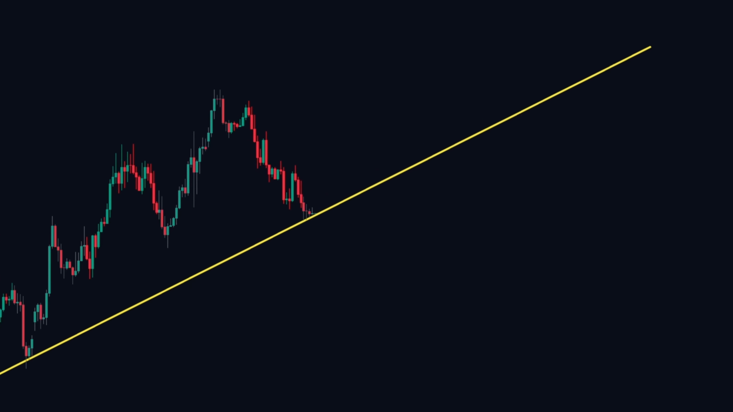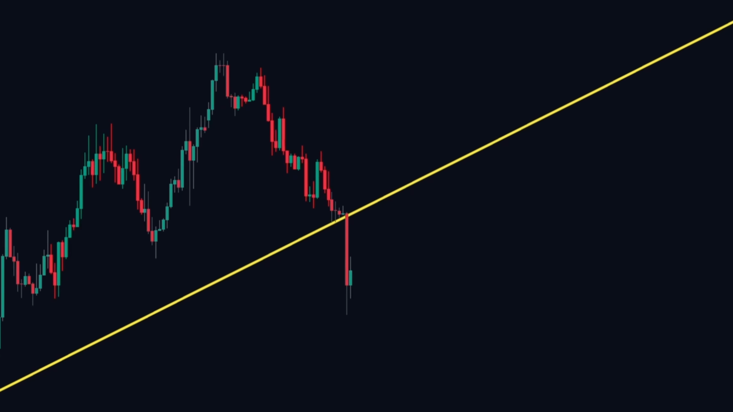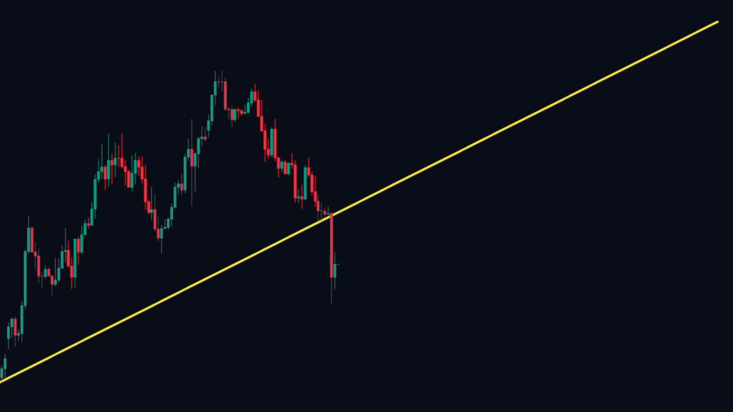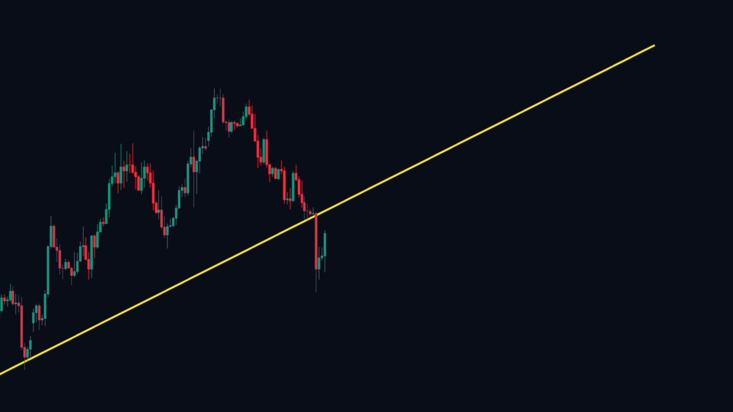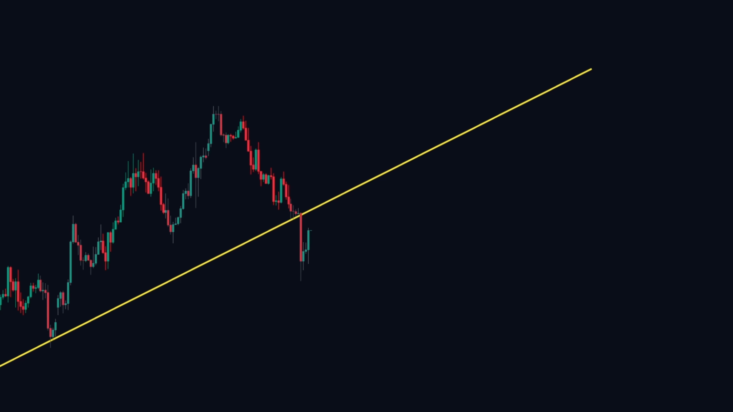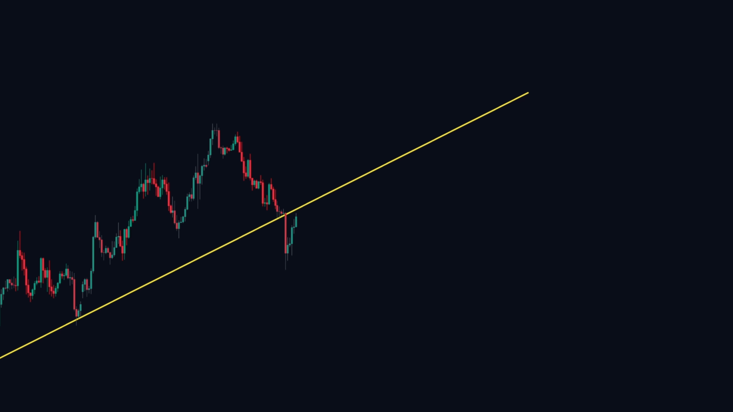Example 1, uptrend. Look at this chart, clear uptrend with higher highs and higher lows. We draw our trend line along the swing lows. Price pulls back and touches the trend line, but instead of bouncing right away, it briefly breaks below the line, then closes strongly back above. Right after that, we see a bullish engulfing candle. That shows buyers are stepping in with strength.